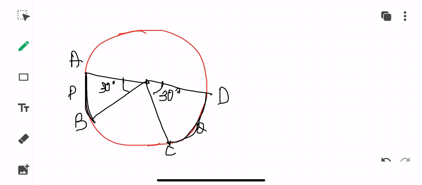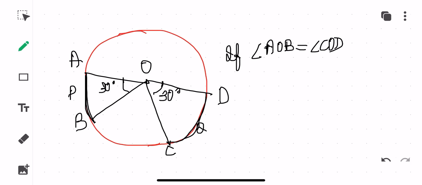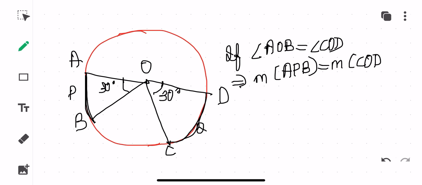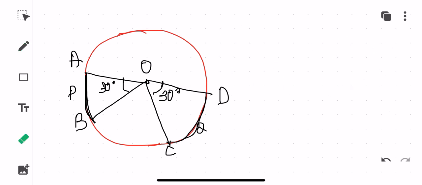We'll be moving to the next thing, children, that is completely converse. So according to this statement, if angle AOB is equal to angle COD, so this will imply that measure of arc APB is equal to measure of arc COD. Okay, so these are the two important things, the one important thing for sure. Now, children, I'll be talking about the converse. The figure for the converse is also same, and as the name suggests, this is just the converse.